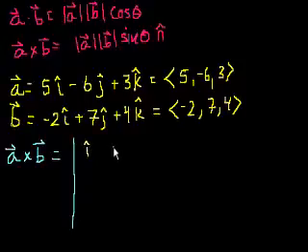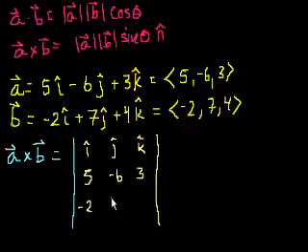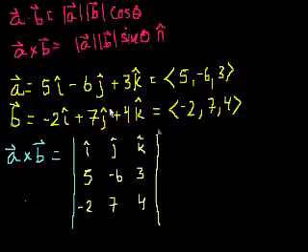But the way to do it, if you're given engineering notation, you write the I, J, K unit vectors in the top row. I, J, K. Then you write the first vector in the cross product because order matters. So it's 5, minus 6, 3. Then you take the second vector, which is B, which is minus 2, 7, 4. So you take the determinant of this 3 by 3 matrix. And how do I do that?